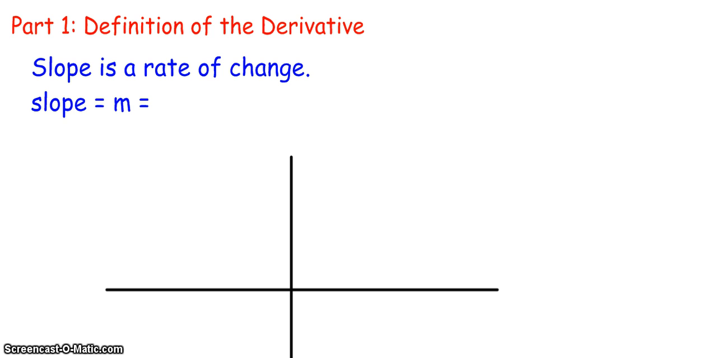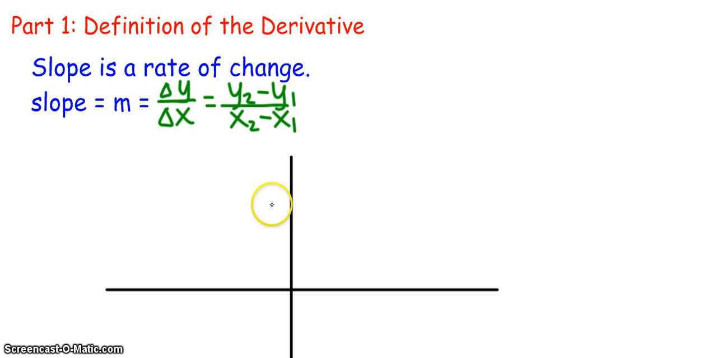So, definition of the derivative. Well, we've talked about slope being a rate of change, and we know that to find slope we use the letter m, and we represent that with our change in y over our change in x, which would be the same thing as y2 minus y1 over x2 minus x1.